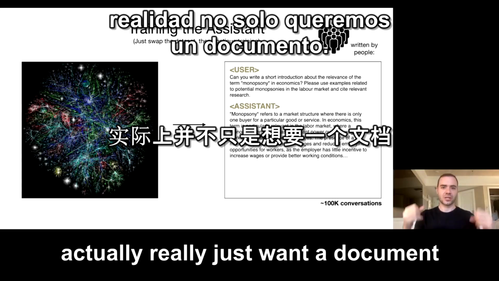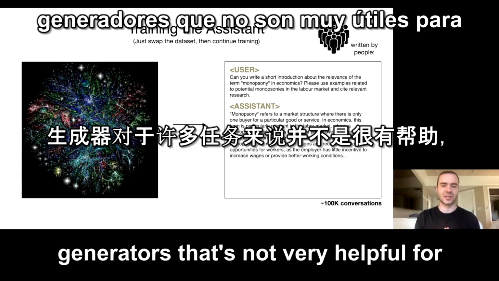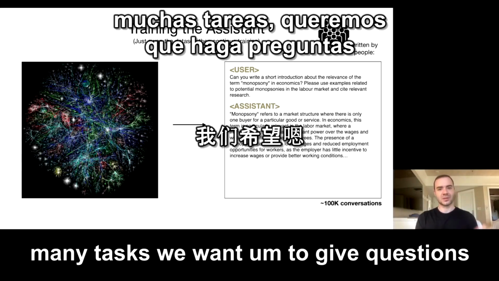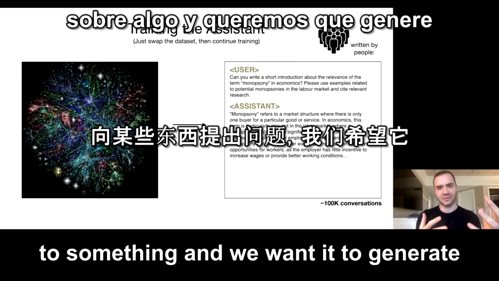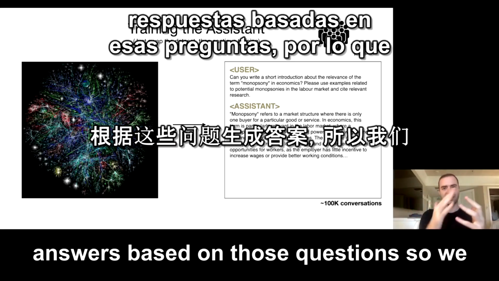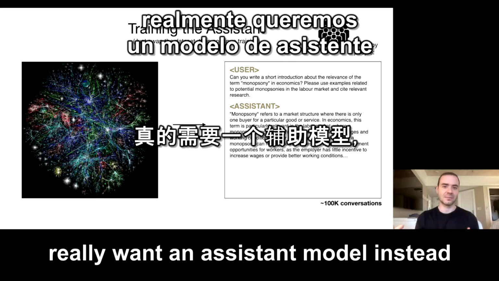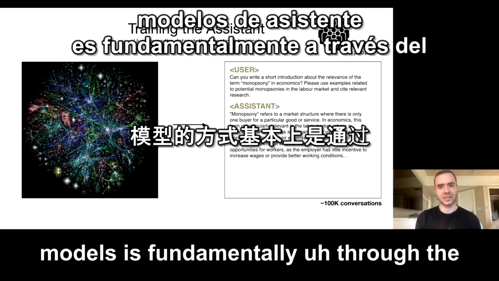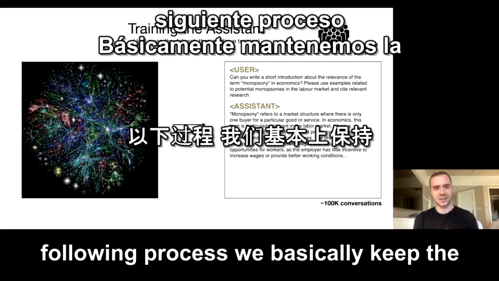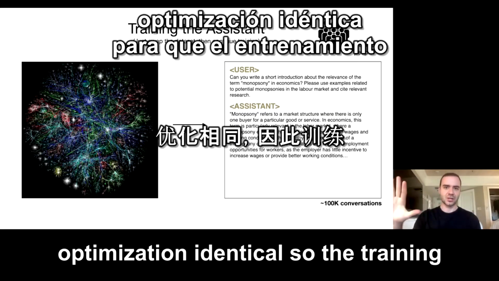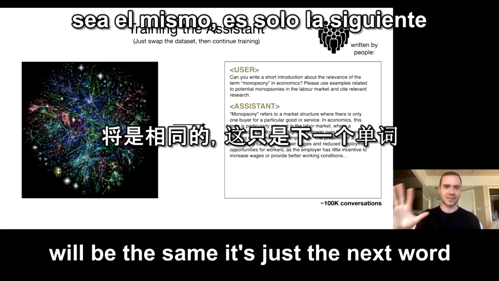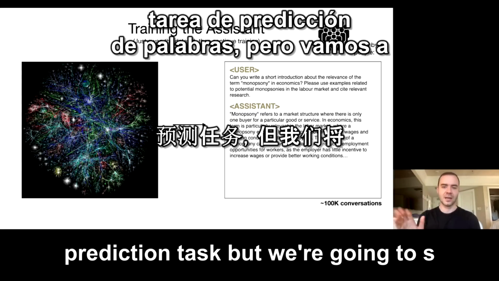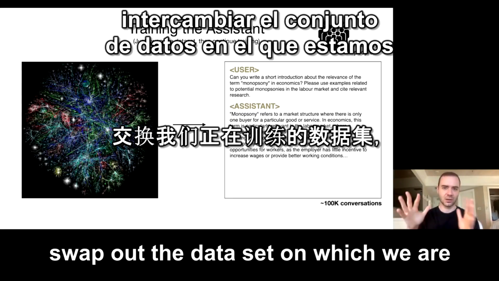Because we don't actually just want document generators. That's not very helpful for many tasks. We want to give questions to something, and we want it to generate answers based on those questions. So we really want an assistant model instead. The way you obtain these assistant models is fundamentally through the following process. We keep the optimization identical, so the training will be the same. It's just the next word prediction task, but we're going to swap out the data set on which we are training.